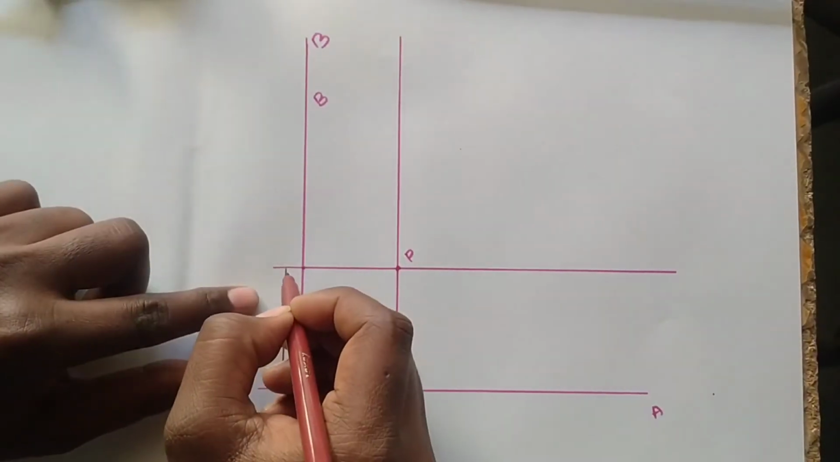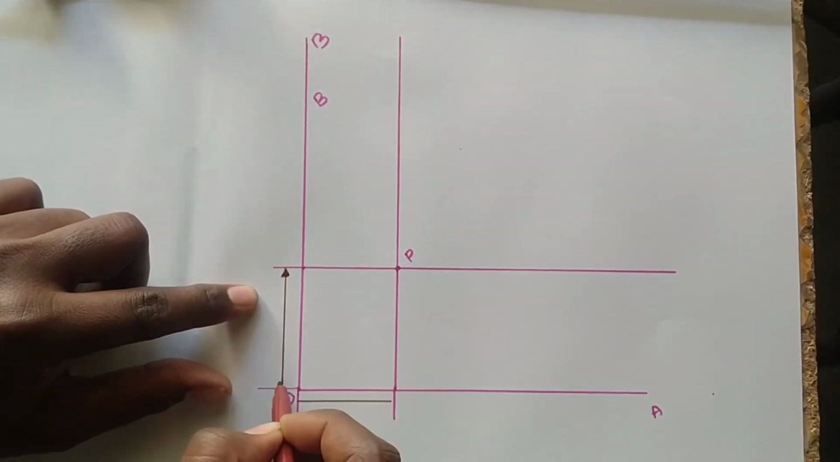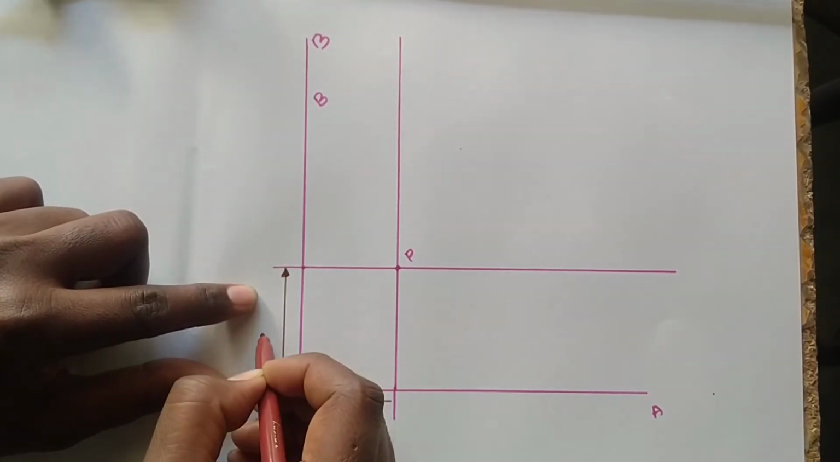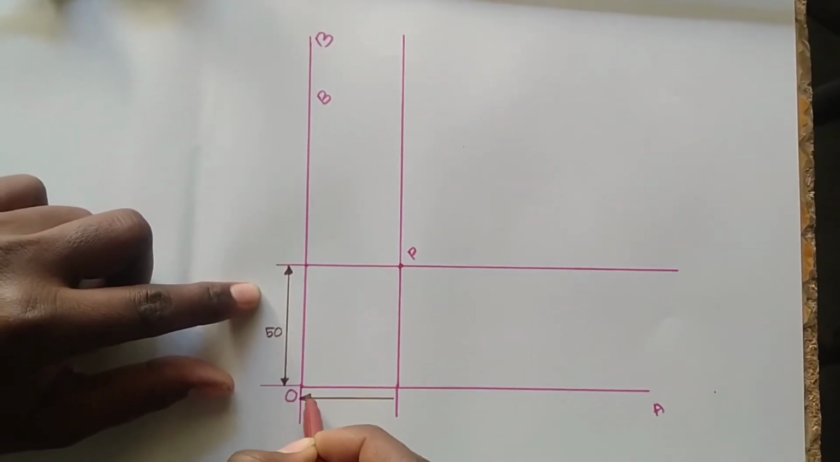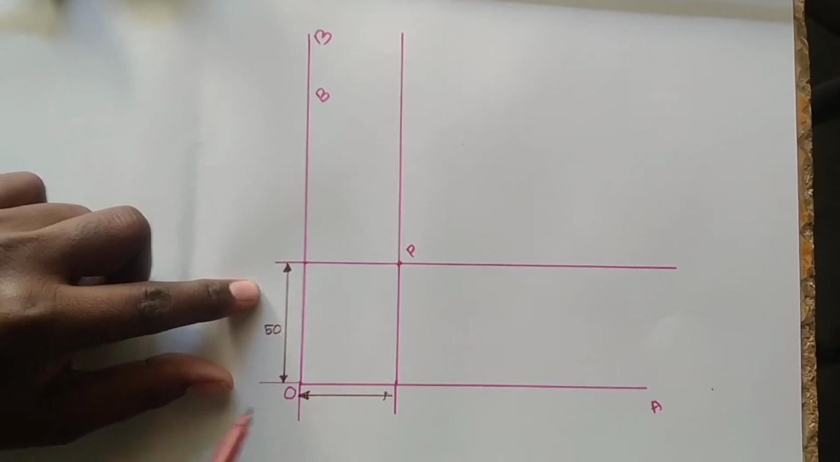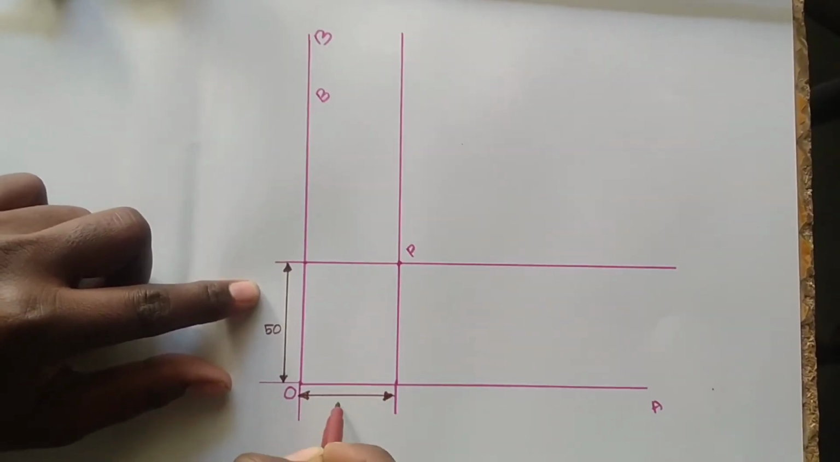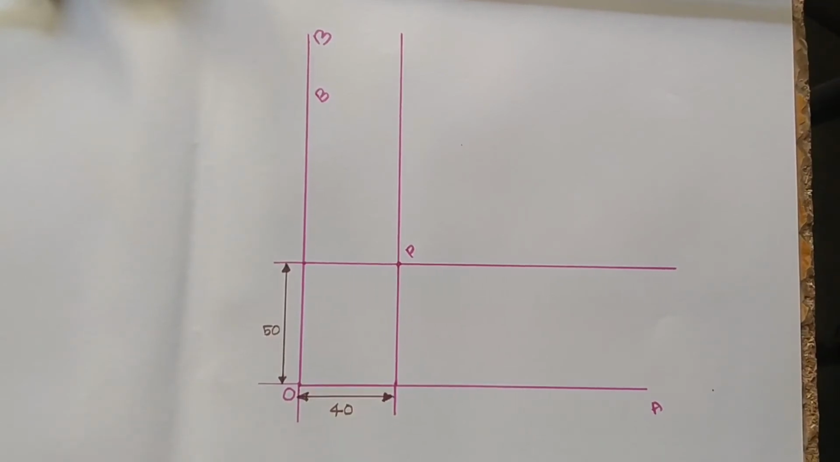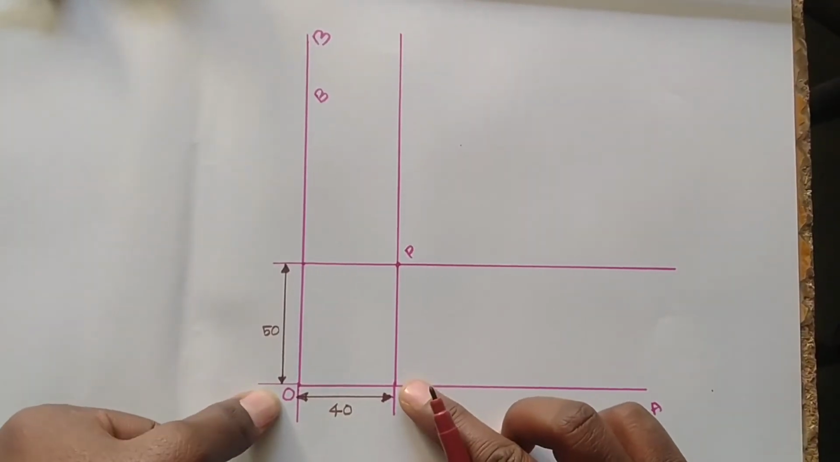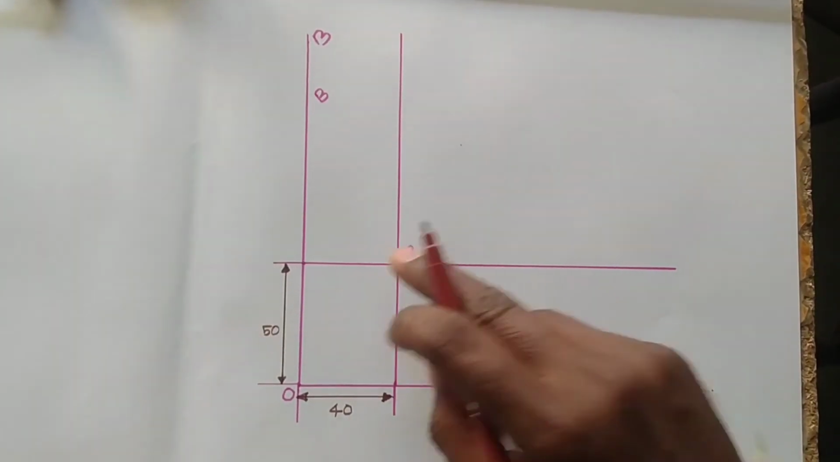Here the distance from OA is 50 mm and the distance from OB is 40 mm. The OB line distance is 40 mm and the OA line distance is 50 mm. This is the point P.